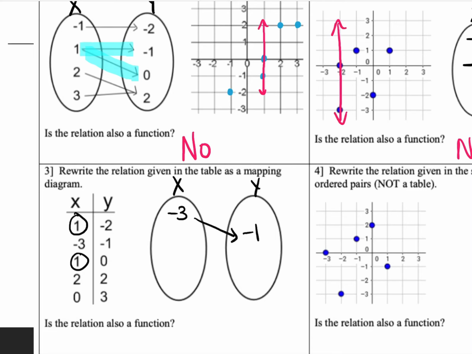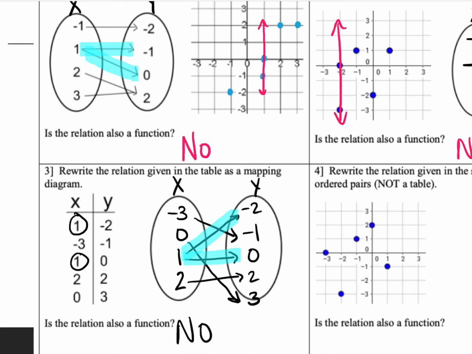Then I notice I have a 0, and that goes to a +3. Then I have a 1, and that goes to both a -2, and 1 also goes to 0. Then I have a 2, and that goes to 2. So this is not a function because we have +1 goes to -2 and +1 goes to 0, so it repeats. We also saw that in the table format.